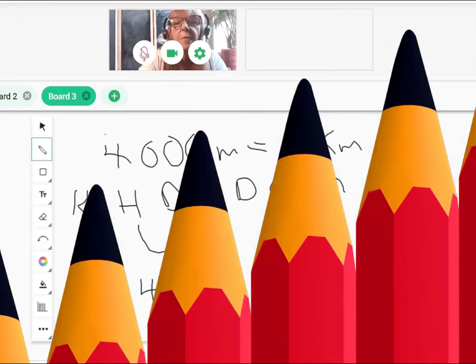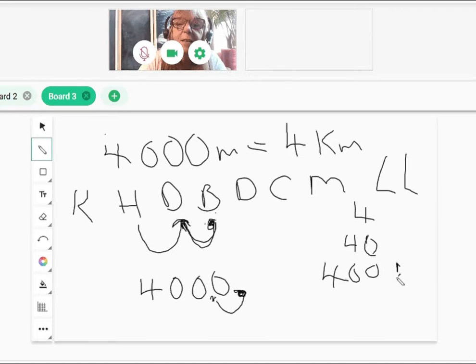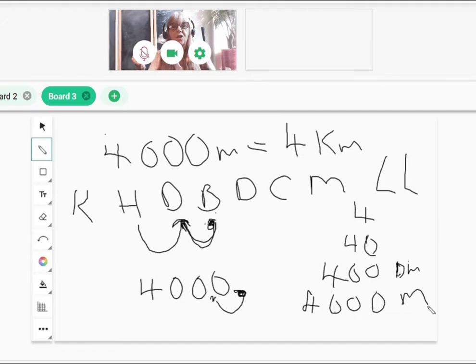We get 40 hectometers. Now, what if we're just moving it 1 space because we're going from the base to decameters right here? So then we move this decimal point 1 space, and what do we have? 400. So you can see that 4 kilometers equals 40 hectometers, 400 decameters, and 4,000 meters. So see how it works? You're just basically adding a 0 onto each one, right?